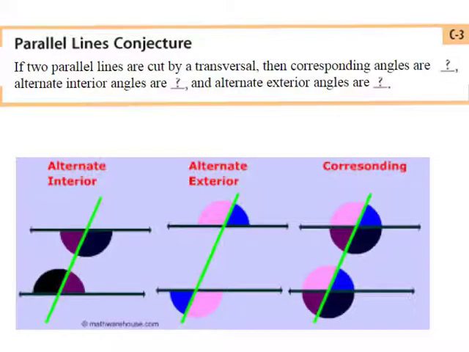Alright, if two parallel lines are cut by a transversal, then corresponding angles are, we know these are congruent, alternate interior angles are congruent, and alternate exterior angles are congruent. So all three of these, they are all congruent.